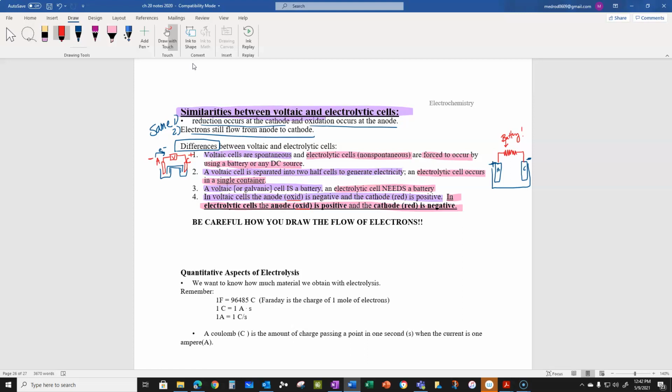And you're probably thinking to yourself, what? How do the electrons still flow from anode to cathode? They still flow that way. It's because we force it to go that way. We force the reaction to happen, okay? So we have to actually hook up a circuit, a battery, some type of DC source to make those electrons still flow from anode to cathode. That's the big, big difference between the two.